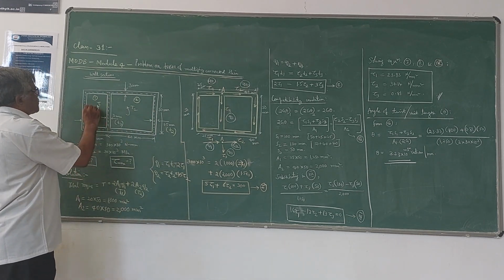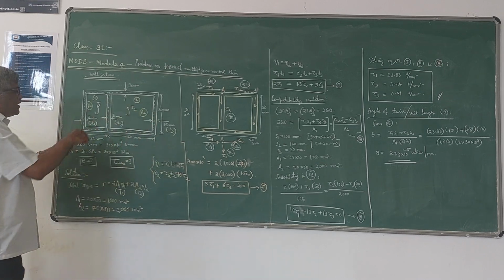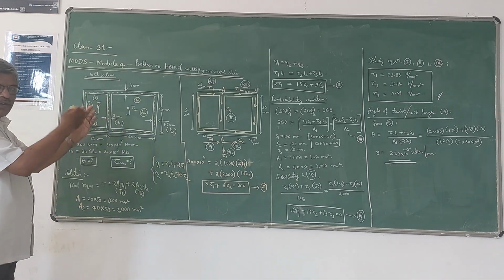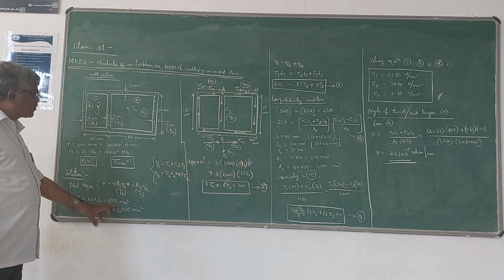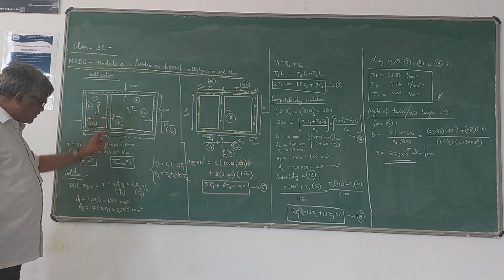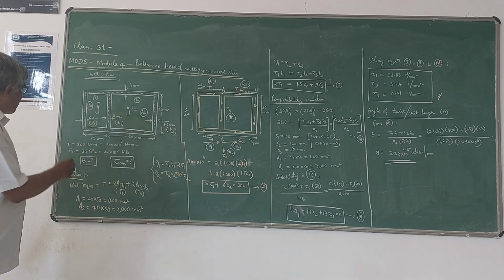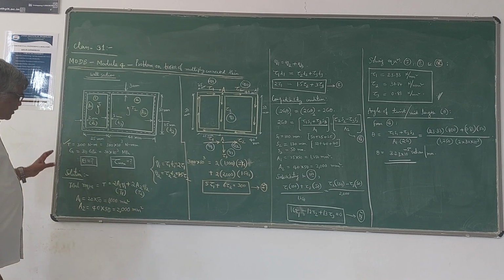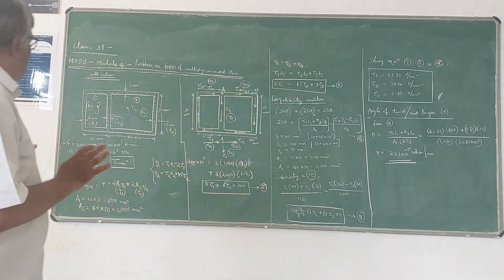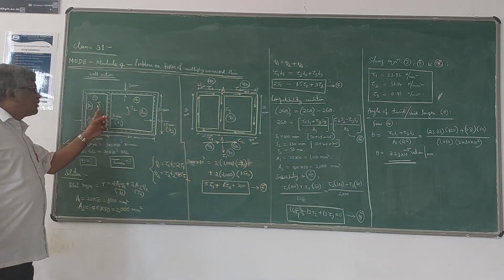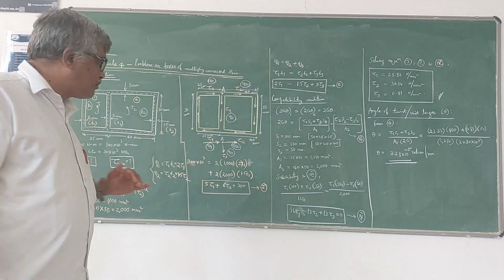So areas of these two cells, I can take them as A1 and A2. So area A1 is the center line bounded area, that is 25 by 50, which comes out to be 1000 mm square. Area of this segment is 40 into 50, that is 2000 mm square. Now the torque, whatever he has given, that is the total torque. You can split the total torque into two torques, one taken by this cell, another taken by this cell, T1 and T2. So T is equal to T1 plus T2.